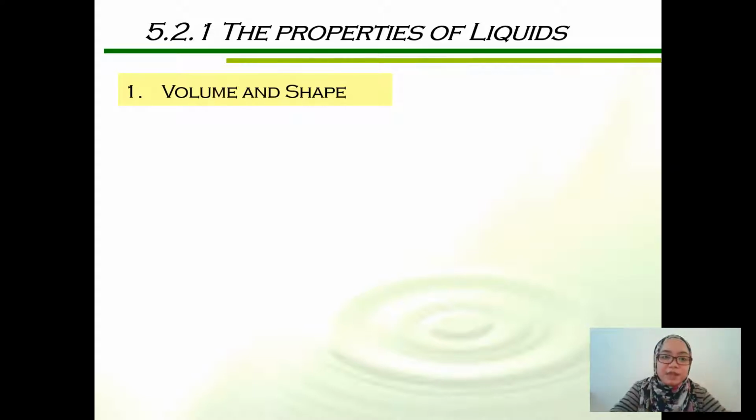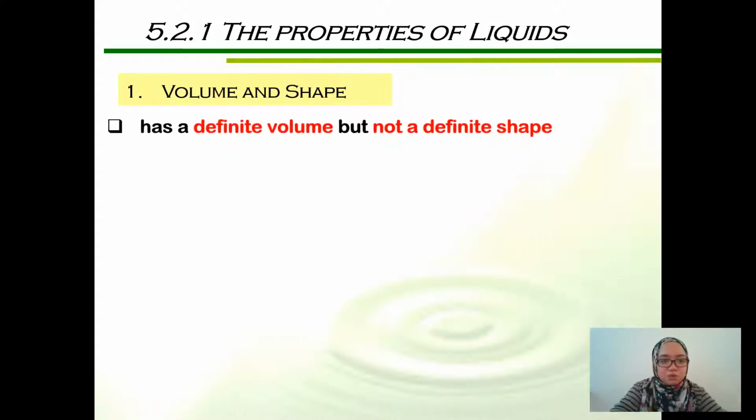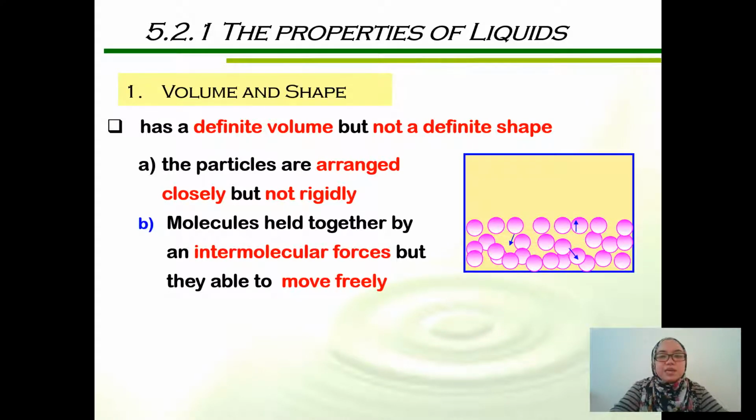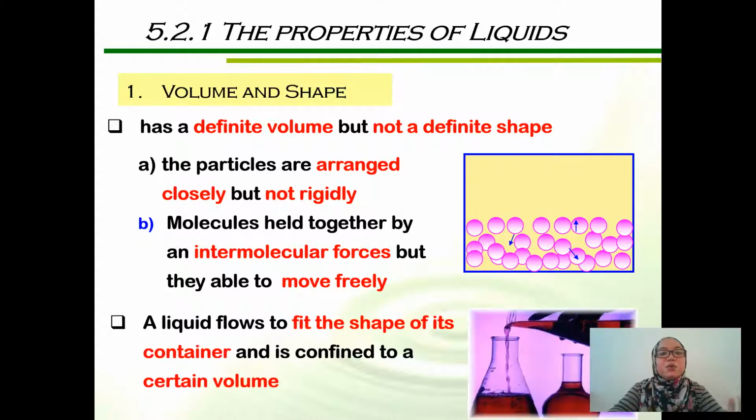So first one, we are going to look at the volume and shape. Liquid has a definite volume but not a definite shape. Dia ada volume yang tepat but dia tak ada shape yang tepat. The liquid particles are arranged closely but not as rigid as solid. The molecules are held by intermolecular forces, but they are still able to move freely. A liquid flows to fit the shape of its container and is confined to a certain volume.